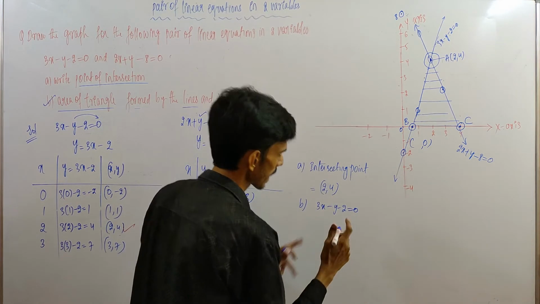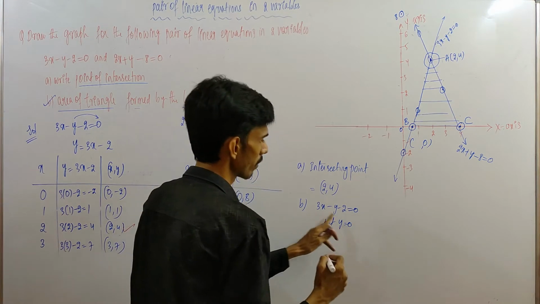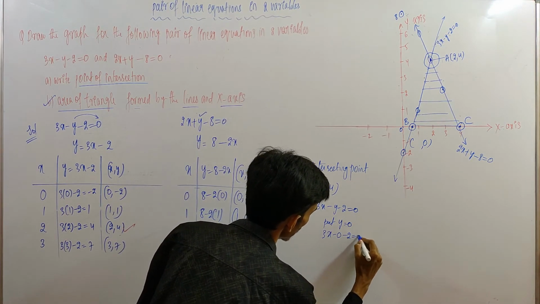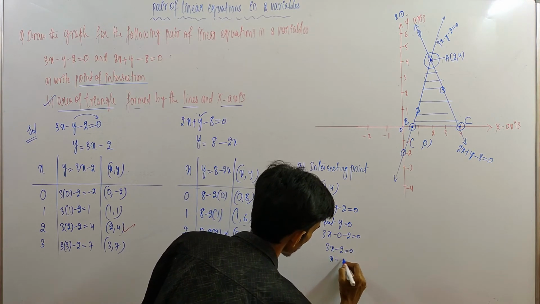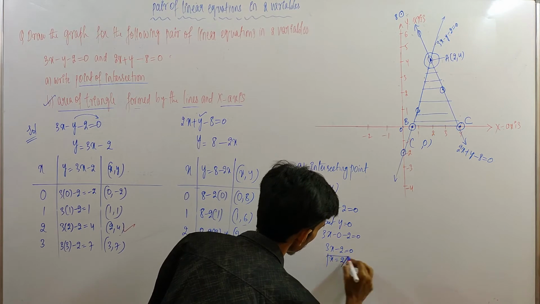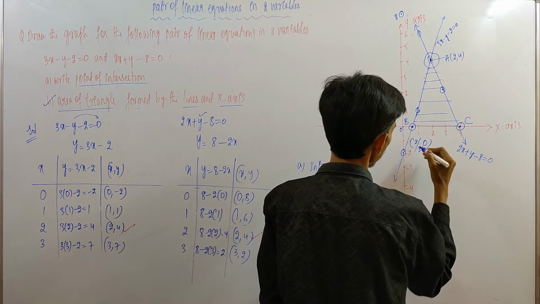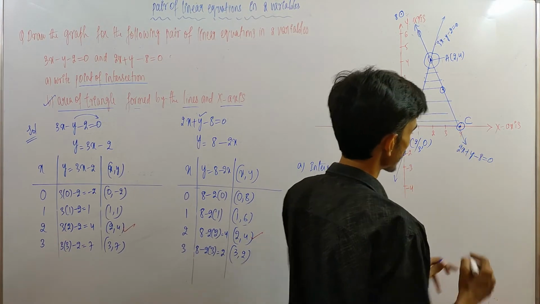So put y as 0, then we will get the x value. This will become 3x minus 0 minus 2 equal to 0. So we have 3x minus 2 equal to 0, x is equal to 2 by 3. So this value is 2 by 3. We got point B. Similarly, we want point C.